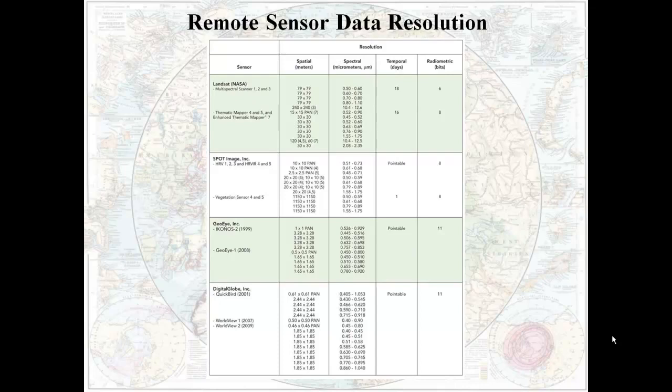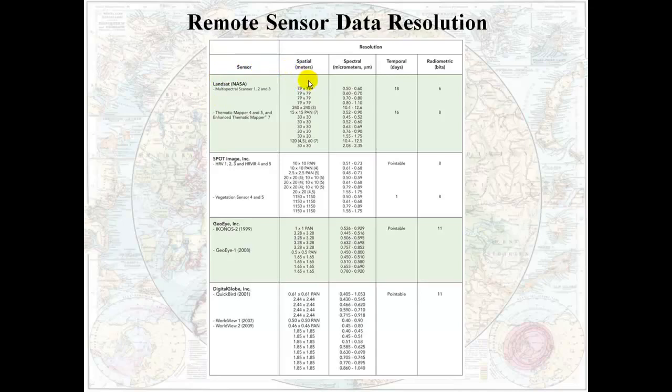This shows some of the more popular satellites. We have Landsat, NASA satellites. We have SPOT, GeoEye, and DigitalGlobe. These are commercial satellites, and so when you look at Google Maps or Google Earth or Bing or things like that, you're probably seeing commercial satellite images as opposed to the Landsat images.